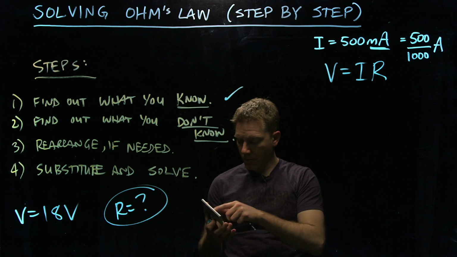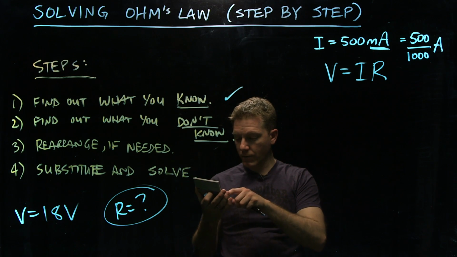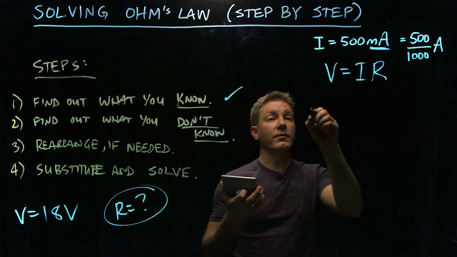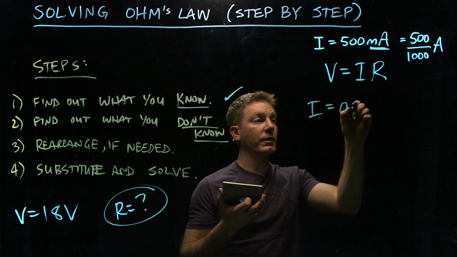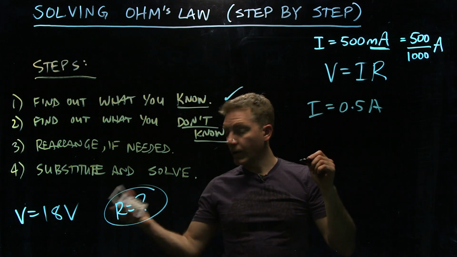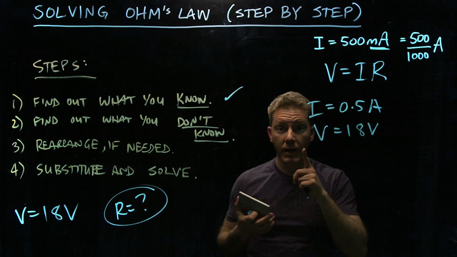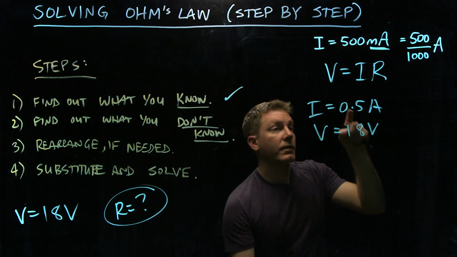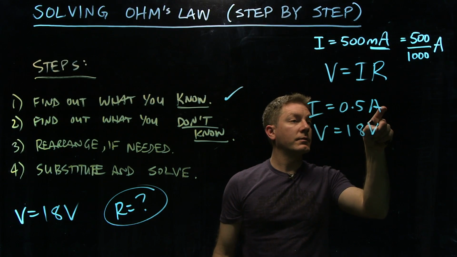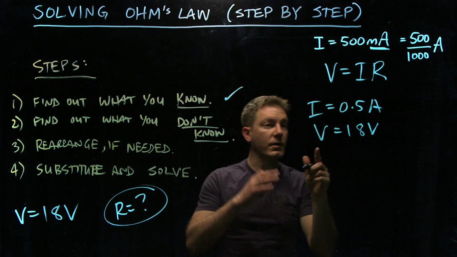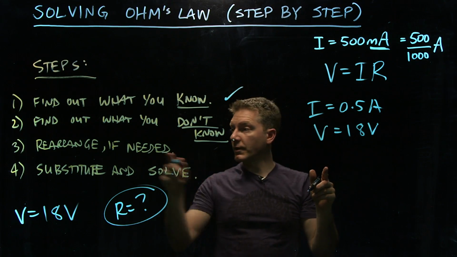So now we have to work out 500 over 1,000. What's that? 500 divided by 1,000 is 0.5. So we say I equals 0.5 amps, and voltage is 18 volts. Now we're ready, because if that's volts and that's amps, then when we solve for R, it's going to be ohms.